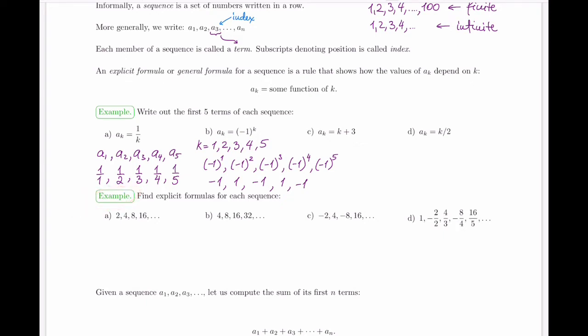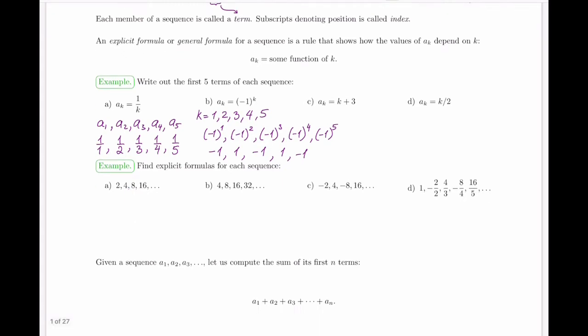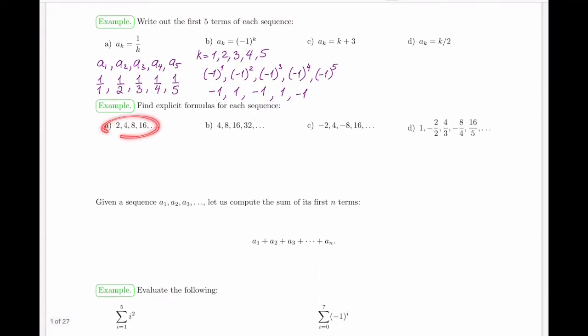Next up, we're going to move in the opposite direction. I'm going to give you a sequence, and I would like to find an explicit formula for it. So going from the sequence to the general term. So what are the patterns for these sequences?